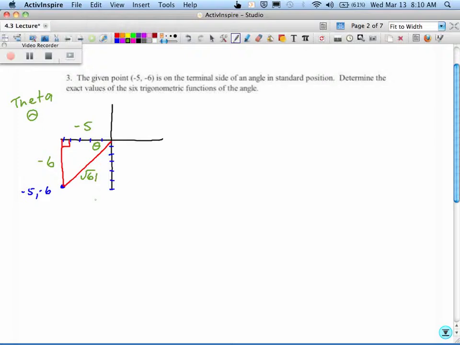Please write down the 6 trig functions. Write down your 6 trig functions. I'm going to load up the answer key and then we'll check what you have.